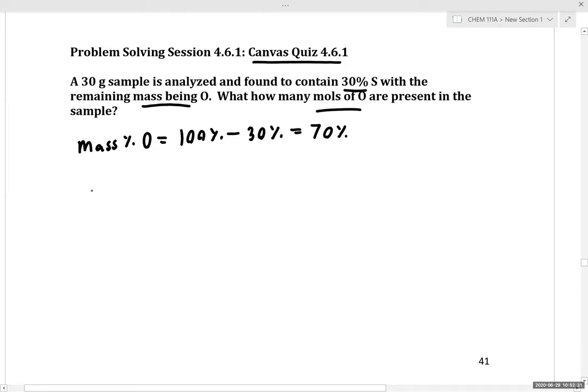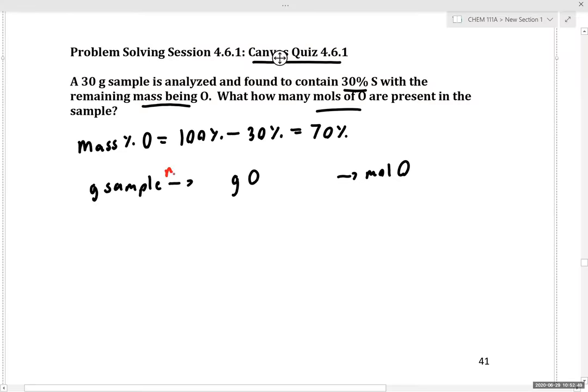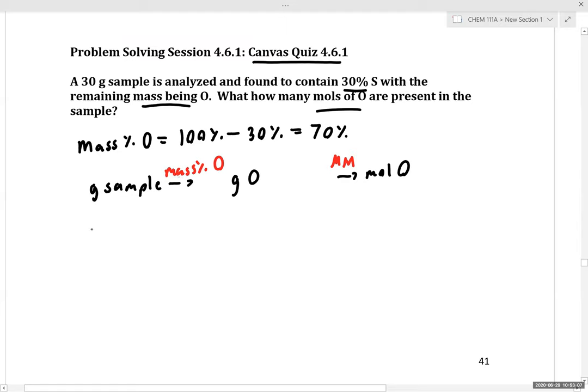Now from here, we're trying to go from the grams of sample to the moles of oxygen. And to do that, we're going to go through the intermediate unit of grams of oxygen. To go from grams of sample to grams of oxygen, we're going to use the mass percentage of oxygen. To go from grams of oxygen to moles of oxygen, we're going to use our molar mass, otherwise known as our molecular weight. So now that we have our scheme all filled in, let's just execute on it.